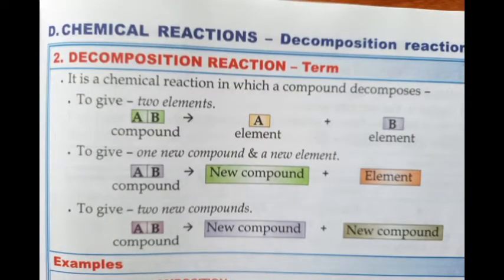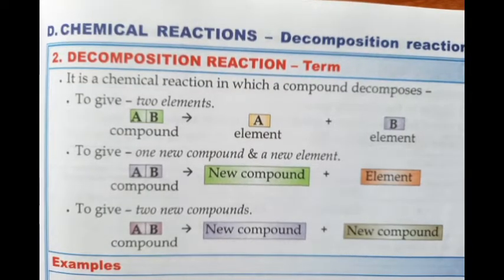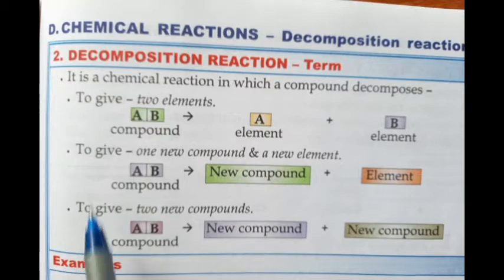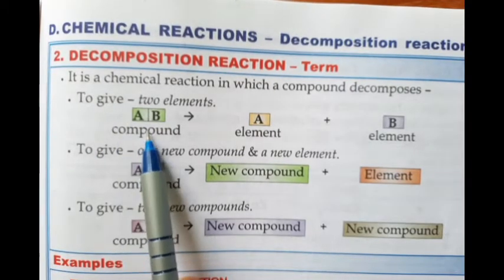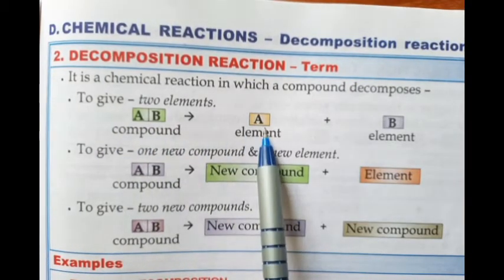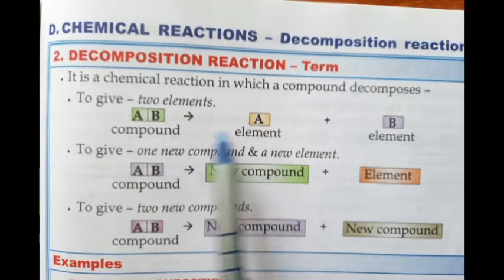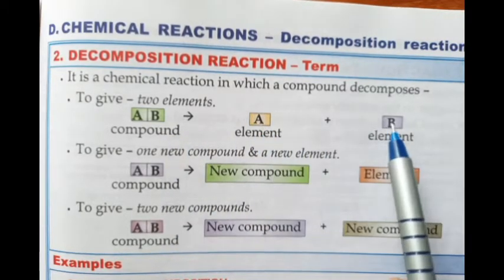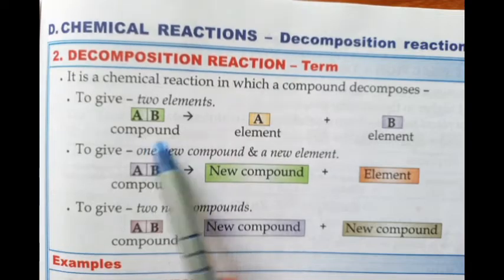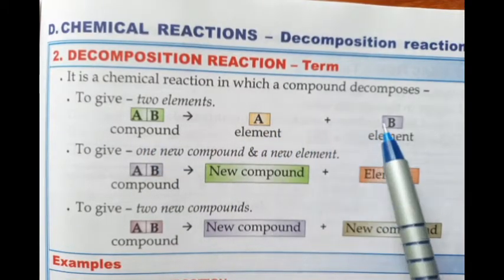Students, we will go with decomposition reaction. Here AB is the compound, which on decomposing will give you A plus B. So it's just the opposite of combination. A single compound is giving two elements.